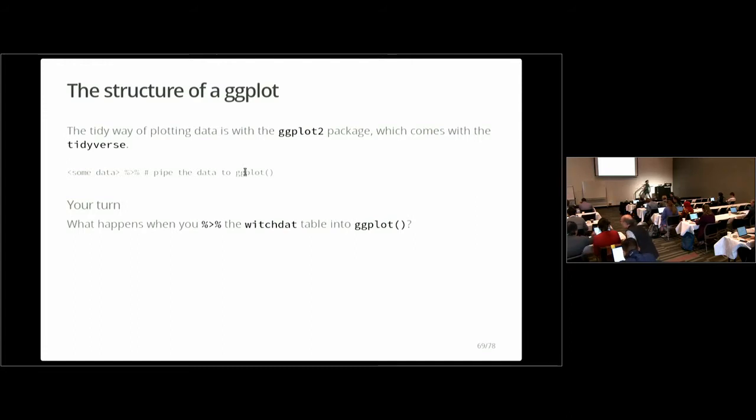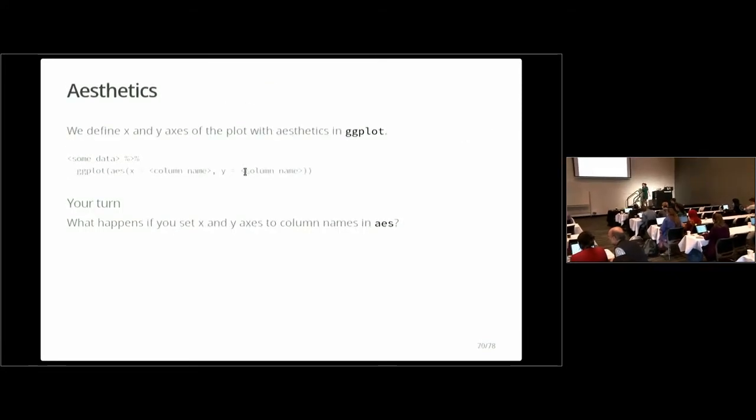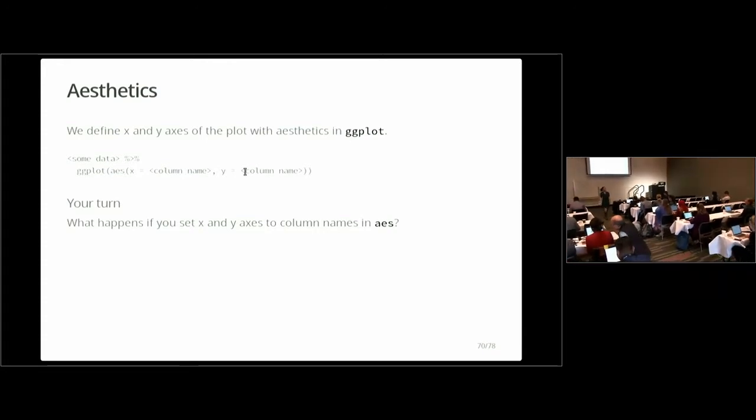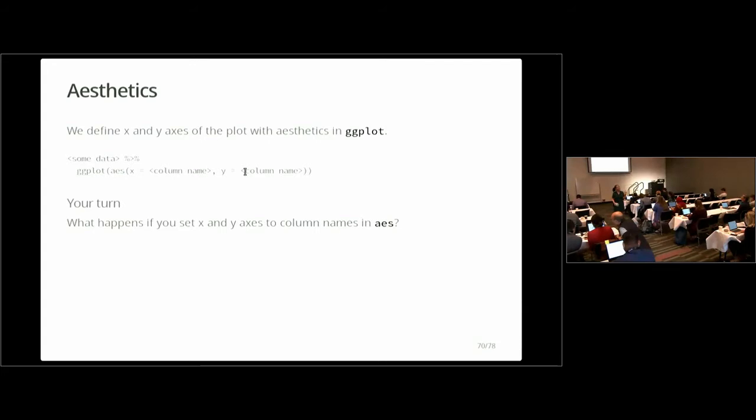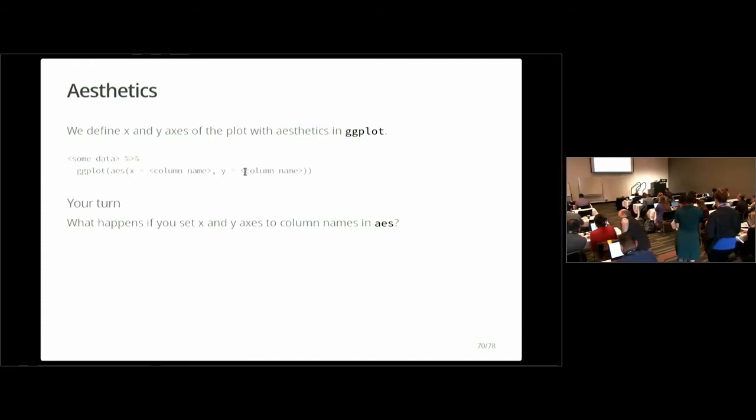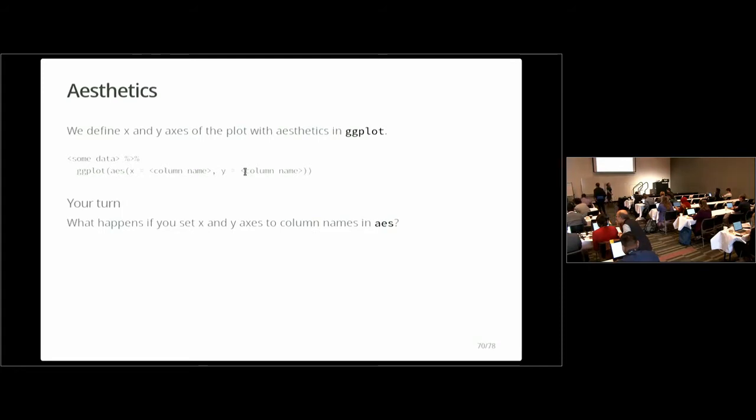So let's do that now. Let's get our x and y axes. So now we're going to add some specifications using a very special function, the aesthetics function, which we call by aes, and inside the brackets we can specify what the x and y axes are for the plot. So what happens if you set x and y axes to choose two column names? Your choice. From the data set, what do you see? Do you see a plot yet? What do you guys see?